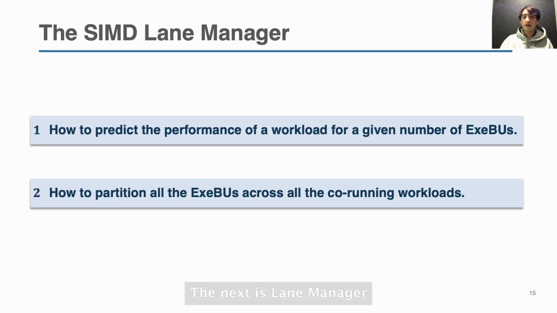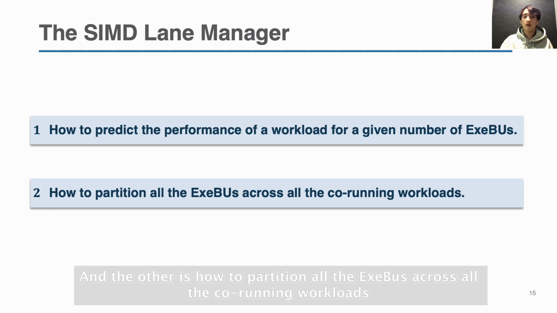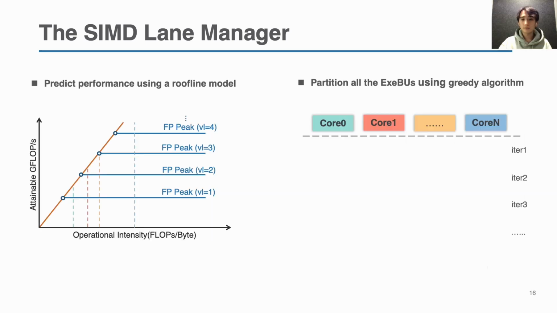The next is the line manager. It needs to handle 2 problems. One is how to predict the performance of the workload for a given number of execution basic units, and the other is how to partition all the execution basic units across all the co-running workloads.